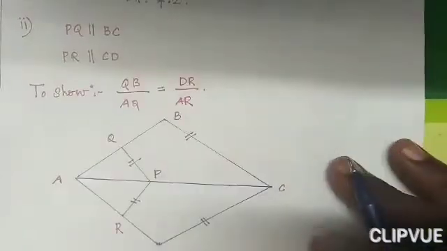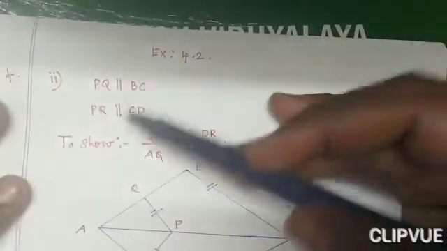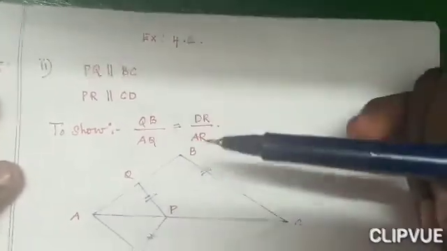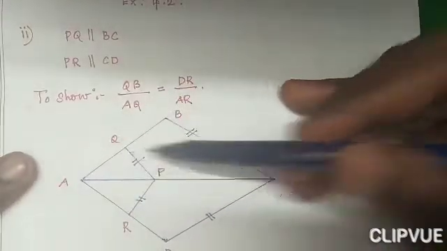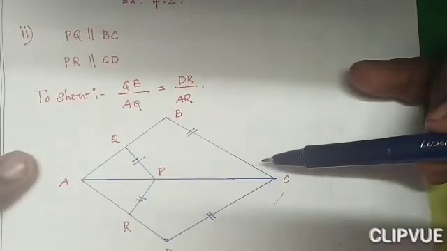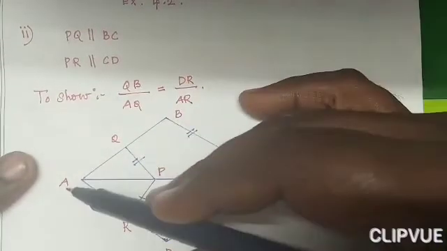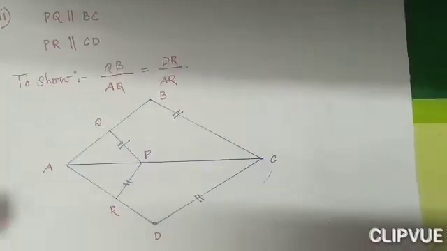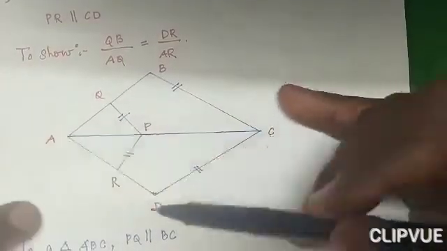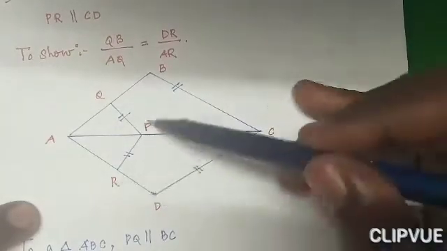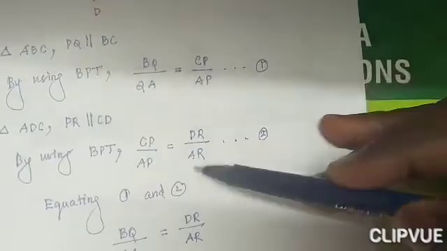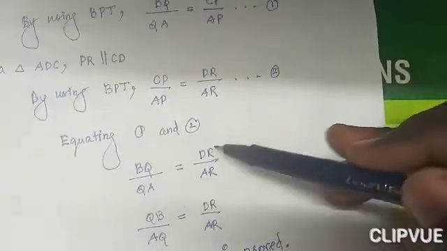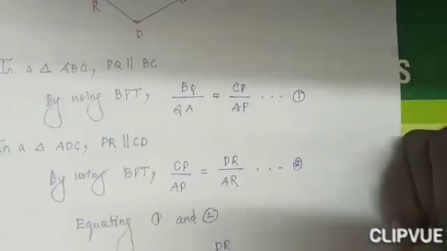Learn once again. Here PQ is parallel to BC and PR is parallel to CD. Using this concept, take the first triangle ABC. This PQ is parallel to BC, therefore applying the basic proportionality theorem, BQ by QA equal to CP by AP. Next, consider the triangle ADC. Here also PR is parallel to CD, therefore CP by PA equal to DR by AR. So from 1 and 2 we get BQ by QA equal to DR by AR. Hence it is proved. It is one of the 2 mark questions.